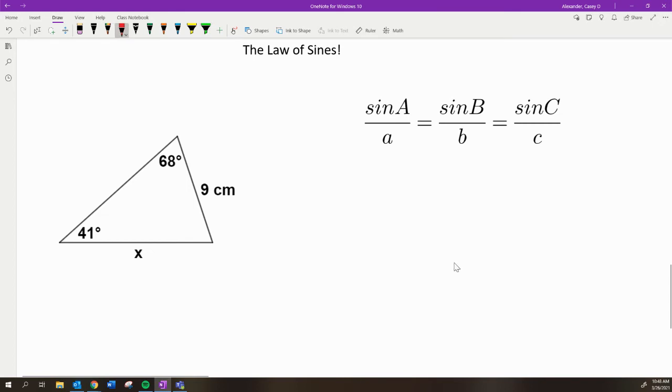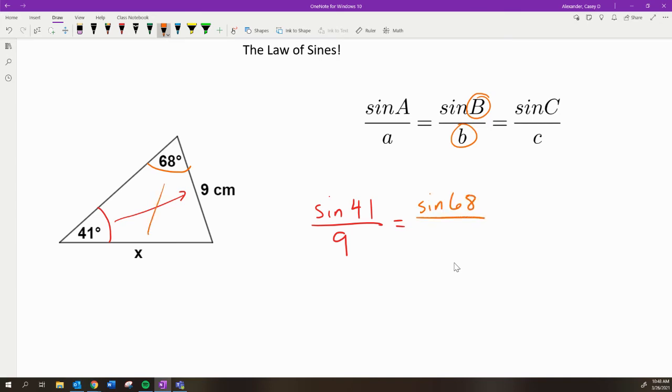Remember that it's saying the sine of an angle divided by the side that's opposite of that angle. So let's start with this 41 degree angle, and you can see that the side that's opposite of that 41 degree angle is 9 centimeters long. So I could start by saying the sine of 41 degrees divided by 9 is going to be equal to the sine of another angle divided by its opposite side. And we happen to know that this angle is 68 degrees. And then the value that we're actually trying to find is the side that's opposite of the 68 degree angle.